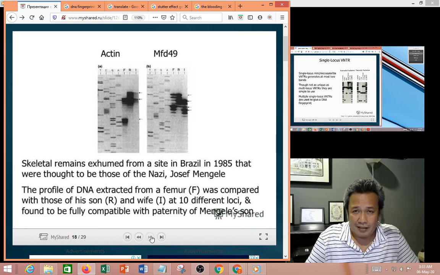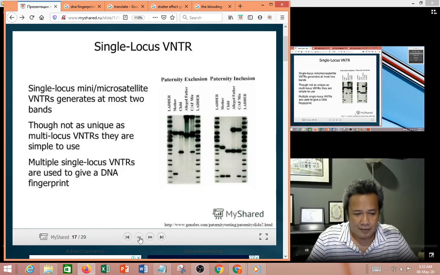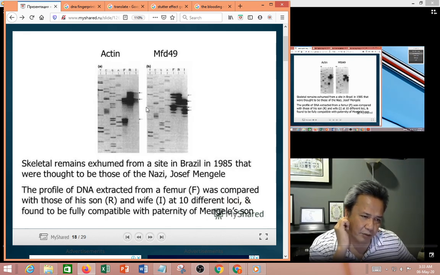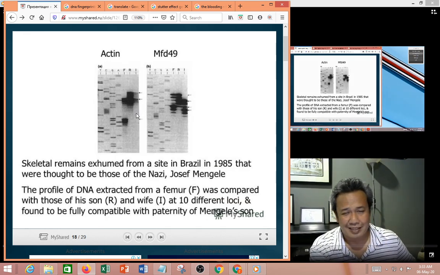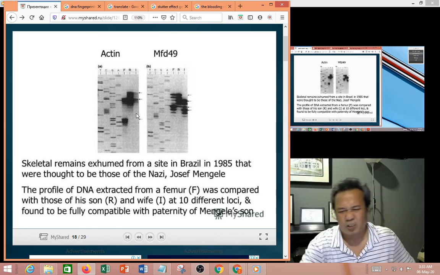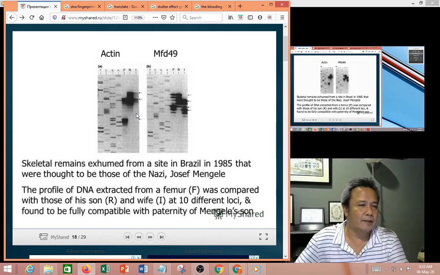Here you see one band, right? One band, one band, one band. But here you see multiple bands. In actual fact, when you do this in the laboratory, you'll get this kind of result. But you know, the only bands that matter here are the dark ones. Why do you see many bands? This is what you call the Stutter Effect.